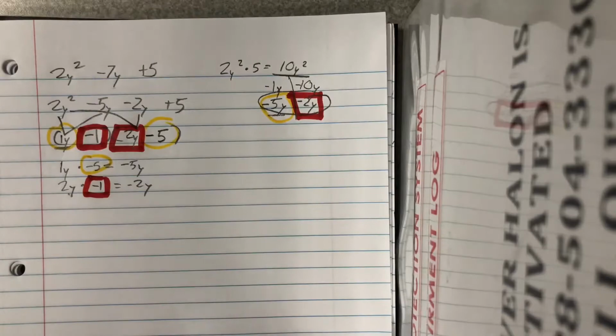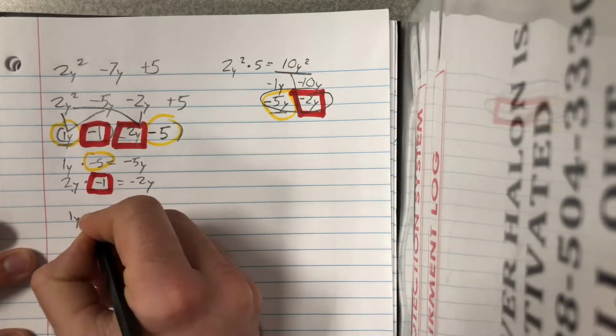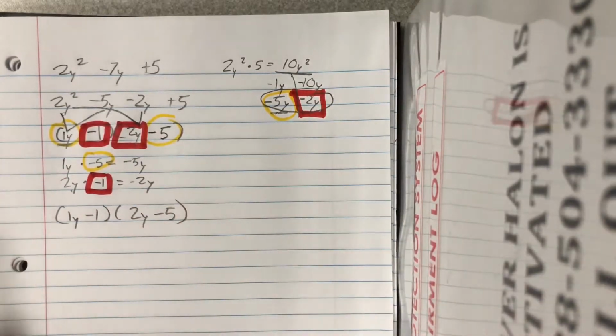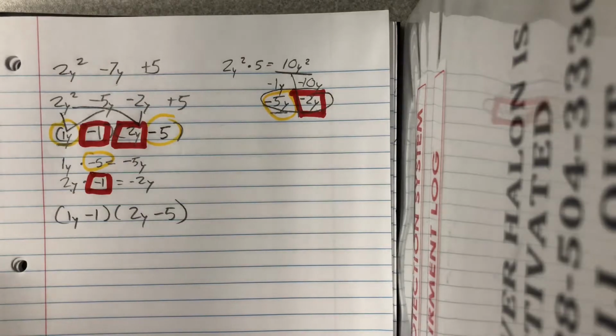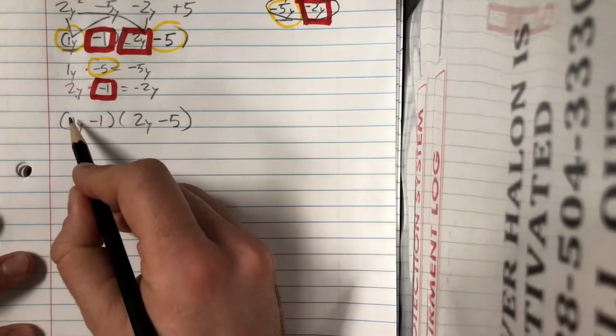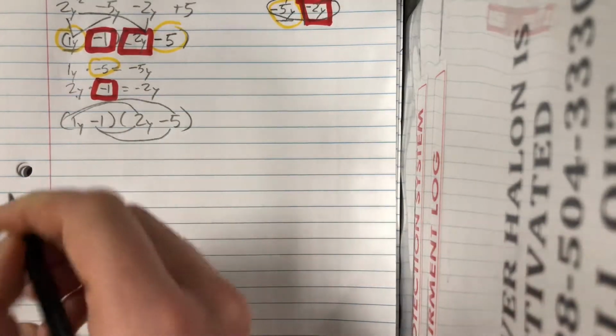So now what we actually have here is the answer to our problem. We're going to rewrite it down here. So 1y minus 1 and 2y minus 5. Now you could be done at this step, but just to be sure, you're going to want to check. So to check, we're going to use the FOIL method. So we'll go first, outer, inner, last.